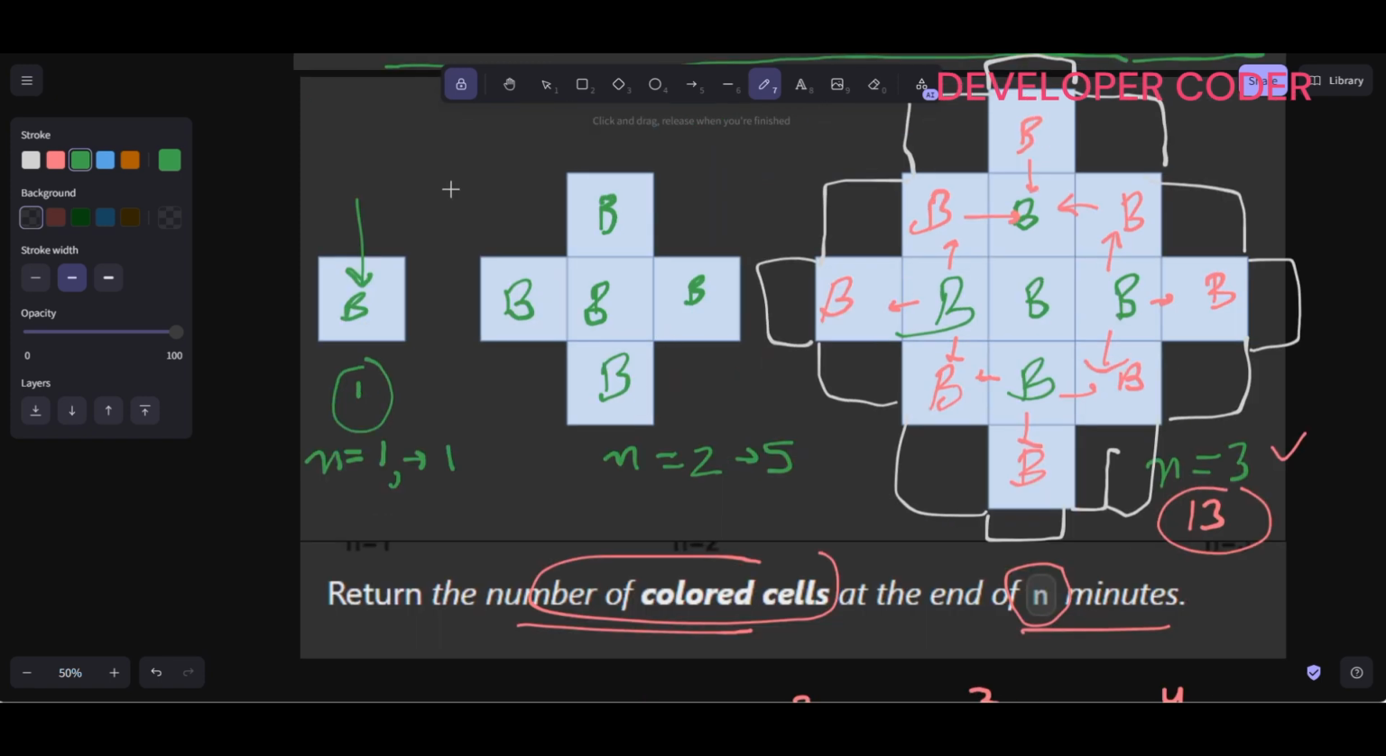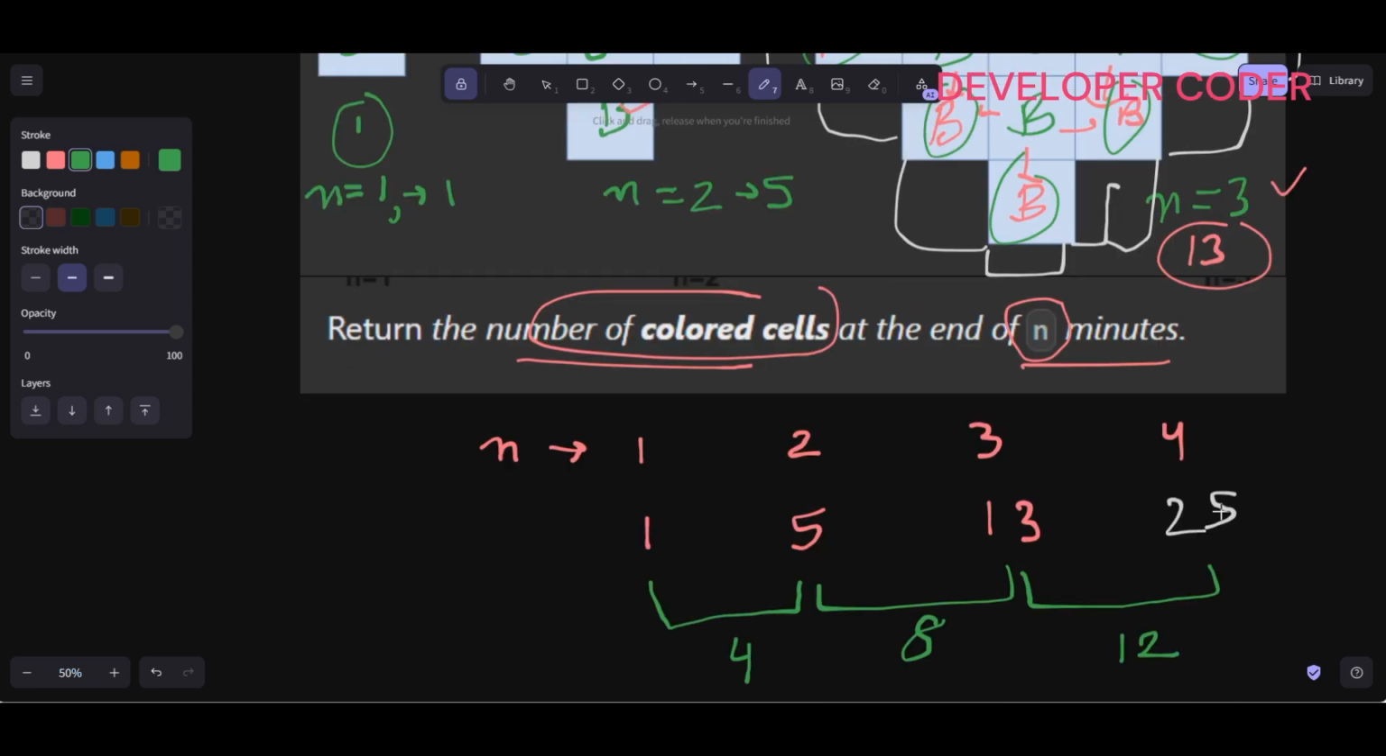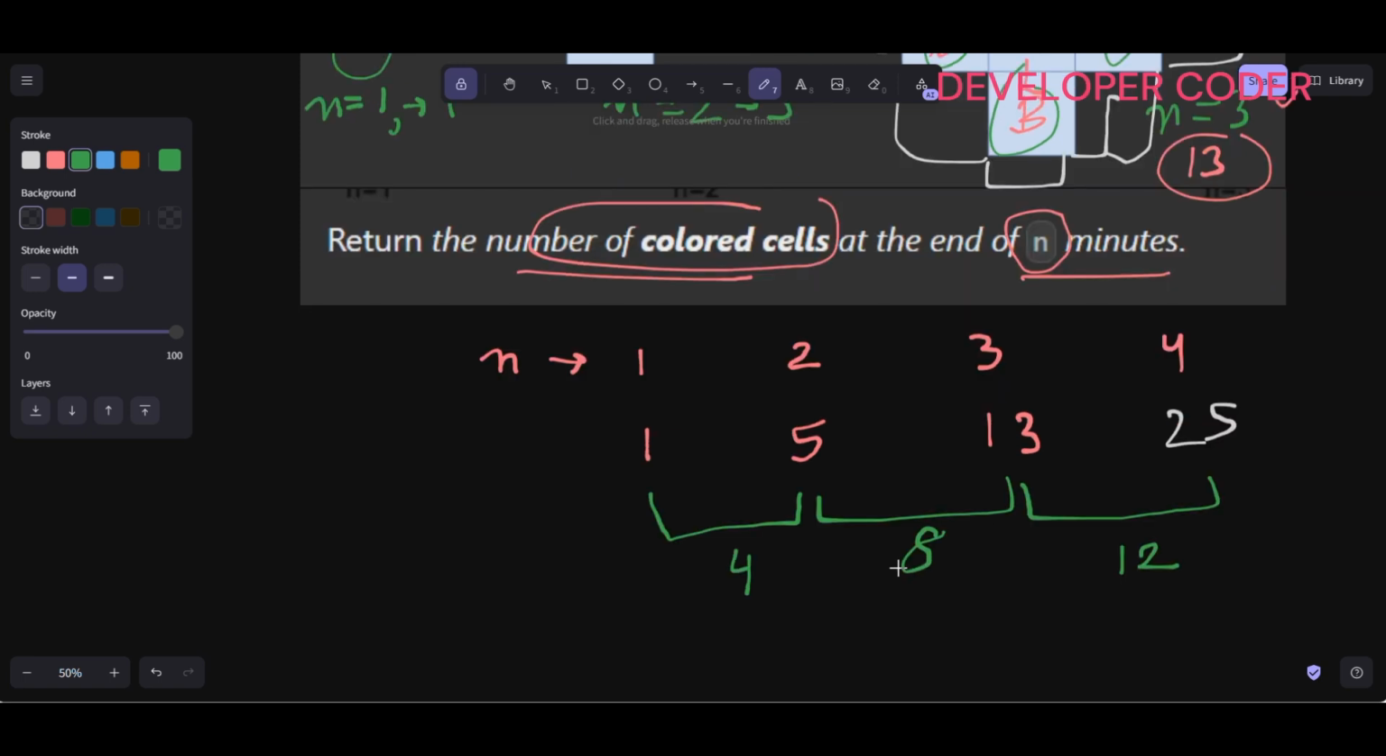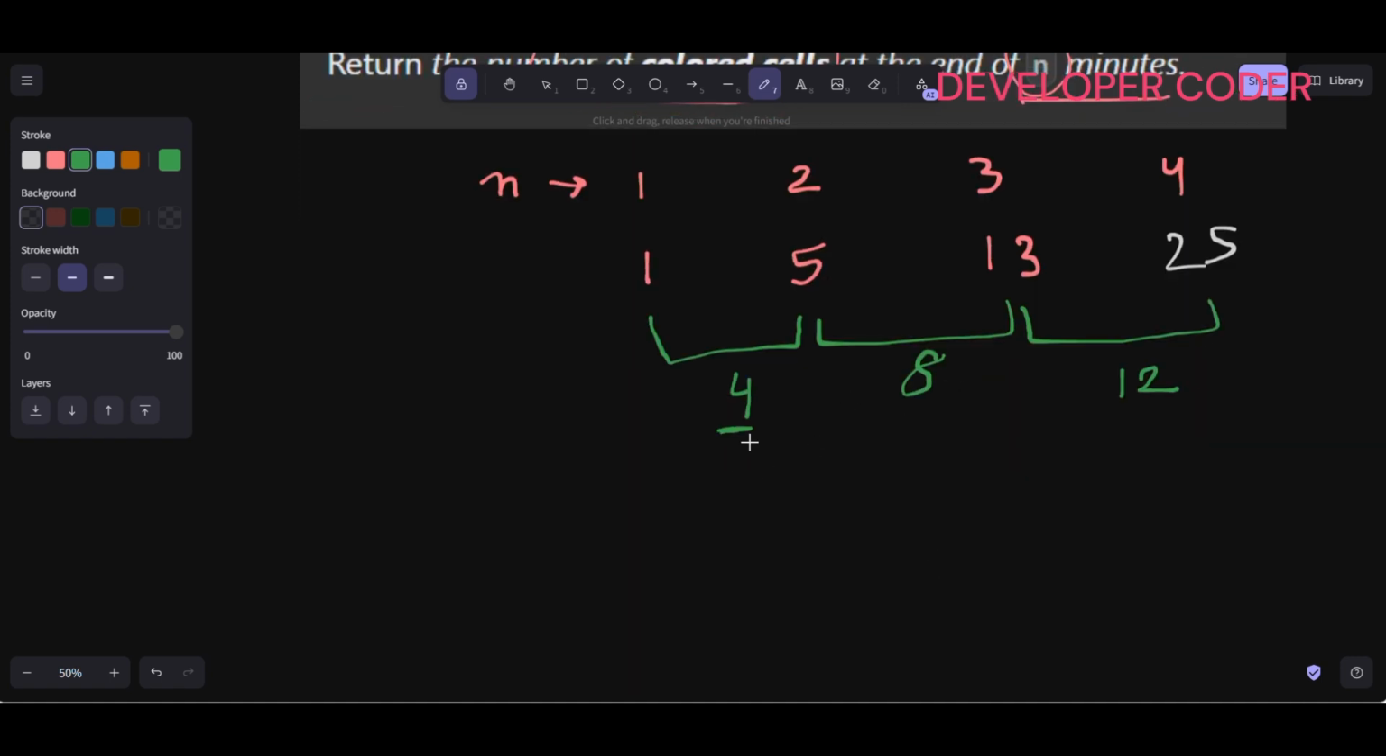So if you see carefully, what did I notice here? First at n is equal to 1, we have 1. So here we are adding 4 cells. See, 1, 2, 3, 4, 4 new cells. Then check this, 1, 2, 3, 4, 5, 6, 7, 8 new cells for 3. So I recognize this pattern here. First difference is 4 again. So in between the difference is just a multiple of 4. So initially I'm going to derive one formula. What is going to be my formula?